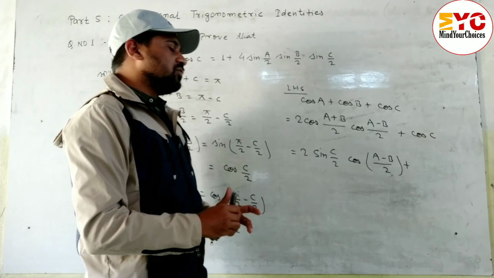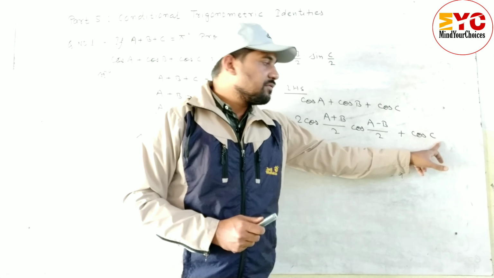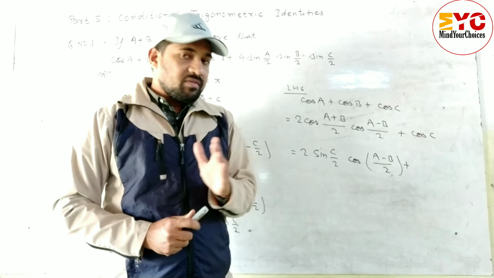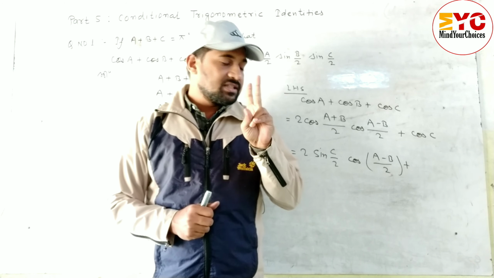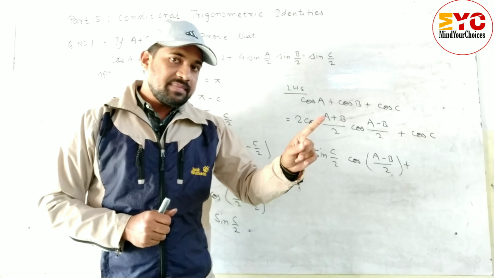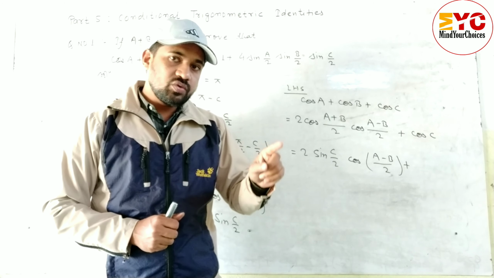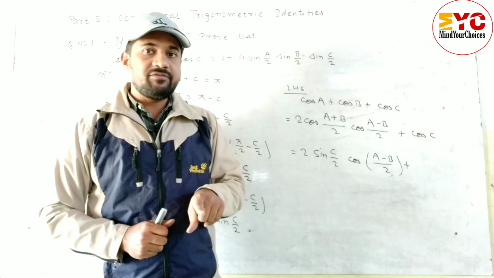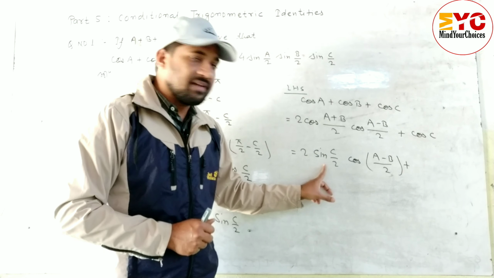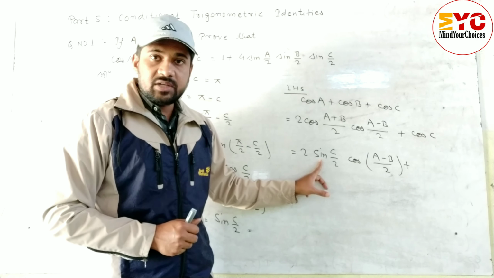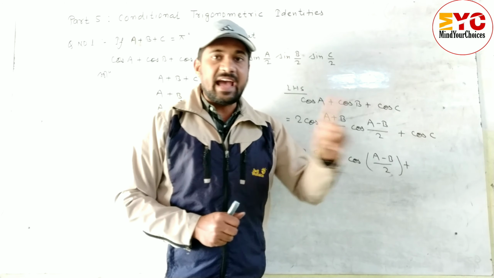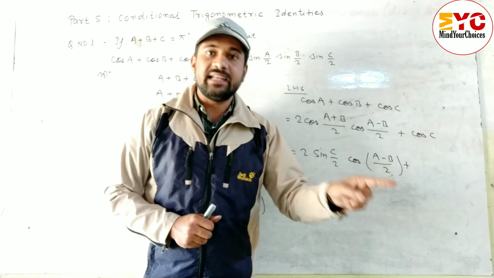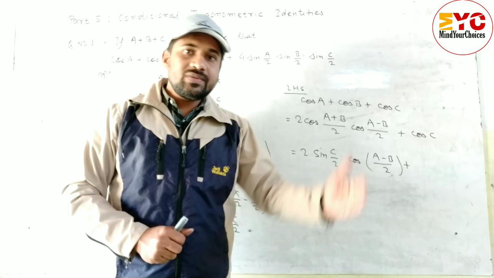Now we have to write down the formula of cos c. For the cos c formula we have to write 2 cos square c by 2 minus 1 or 1 minus 2 sin square c by 2. Out of the two we have to use one, but which one depends on this value. What is given here? Sin c by 2. So definitely we have to use cos c in the form of sin, not in the form of cos.